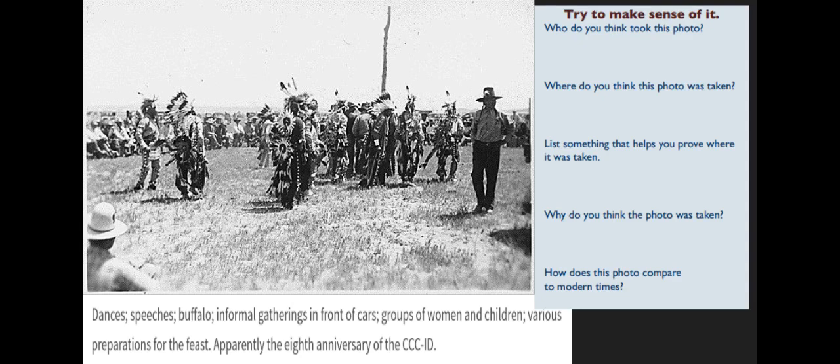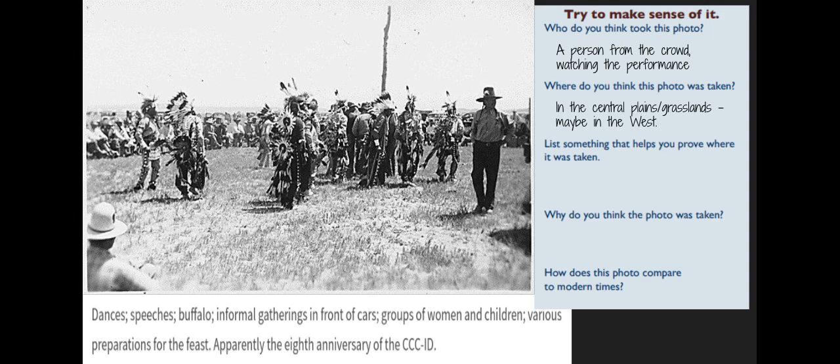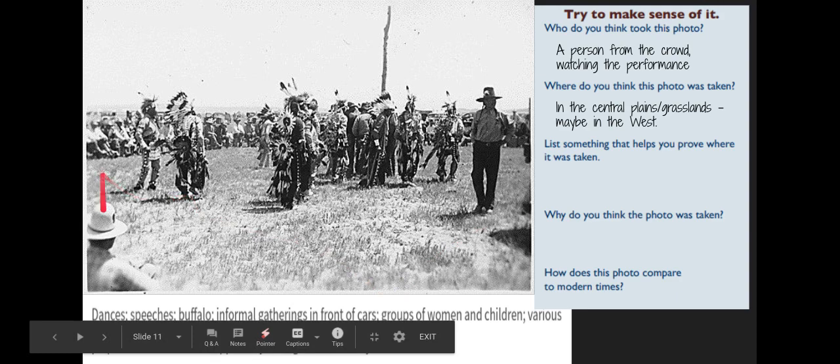We want to ask the questions: who do you think took the photo? Where do you think it was taken? List something that helps prove where you think it was taken, and why do you think it was taken, and how. So the who, what, where, when, why, how essentially is what you're asking when you're trying to make sense of it. Well, I think a person from the crowd watching the performance took the photo because it looks like they're in the circle. I think it was maybe in the Central Plains grasslands, maybe out in the west, because you can see there's some cowboy hats here.